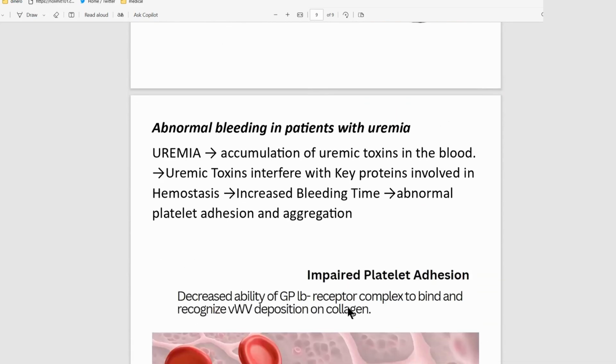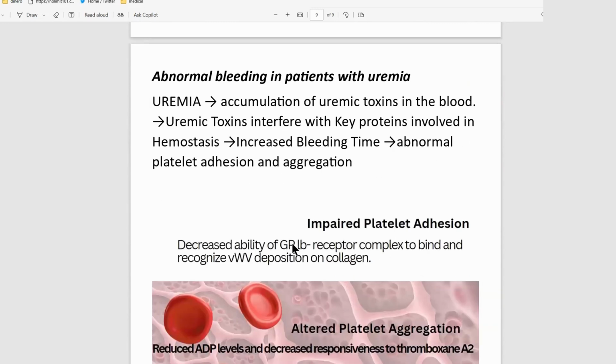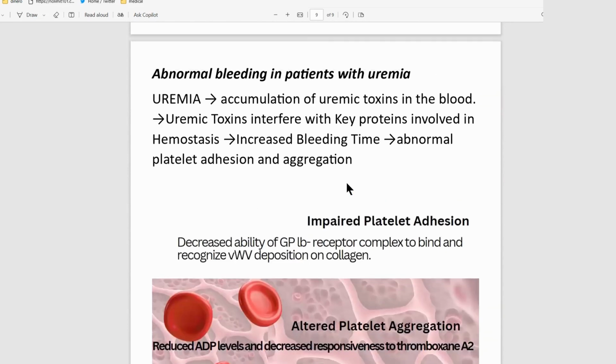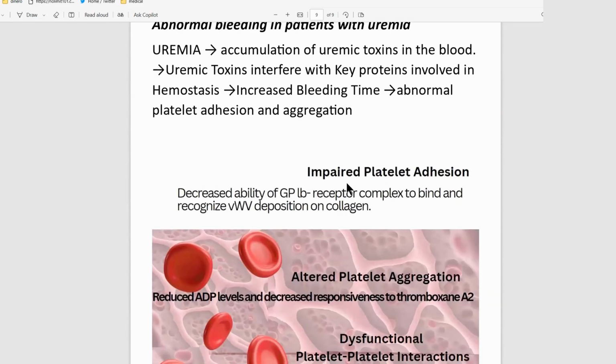Perfect. Then we talked about abnormal bleeding when it comes to uremia. Yes, abnormal bleeding is a very dangerous situation where the platelets are there, platelets are normal, but they're just not functioning. So in reality, the whole system of hemostasis, where you're trying to make this clot, everything is compromised. And it starts off, of course, with the adhesion. That GP1B receptor is not working. It doesn't recognize a von Willebrand deposition on that collagen, right?